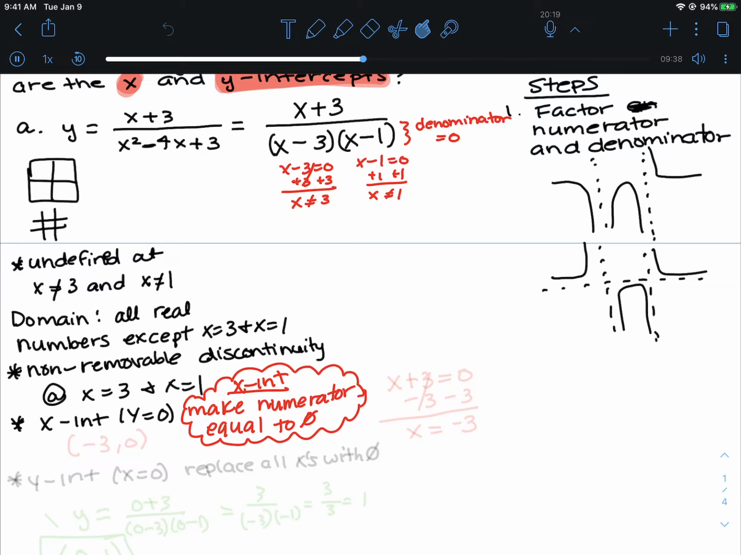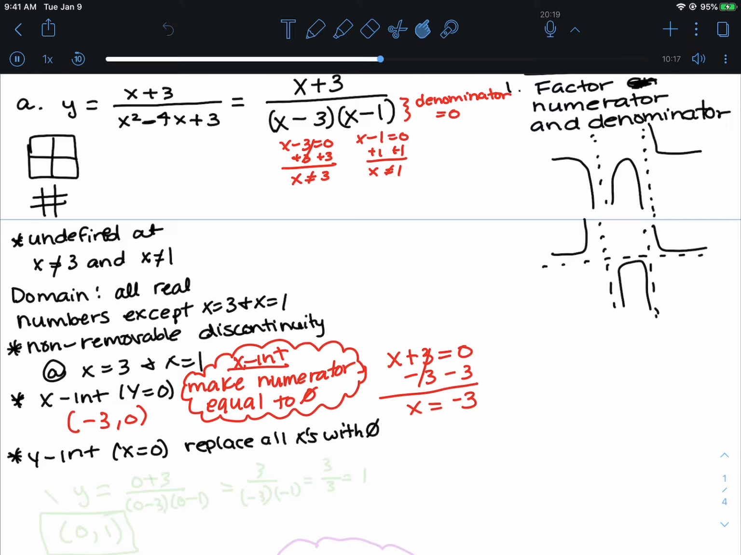Okay, so that means that I'm going to go ahead and get my function. Let me use a different color. I'm going to get y equals 0 plus 3 over 0 minus 3, and then 0 minus 1. So 0 plus 3 is 3, and 0 minus 3 is -3. 0 minus 1 is -1. Well, what's -3 times -1? 3. So 3 divided by 3 is 1. So my y-intercept is going to be (0, 1). And that is how you solve that problem.